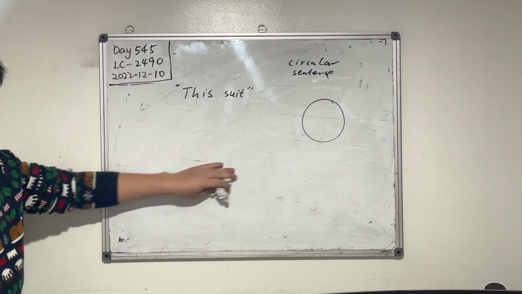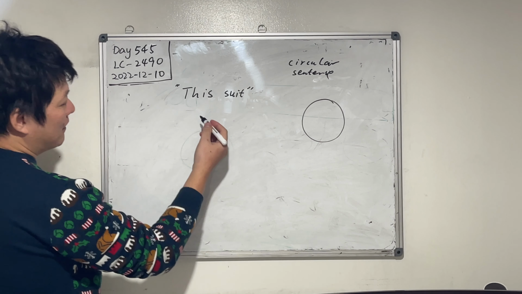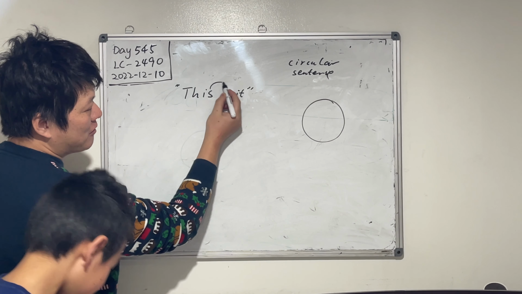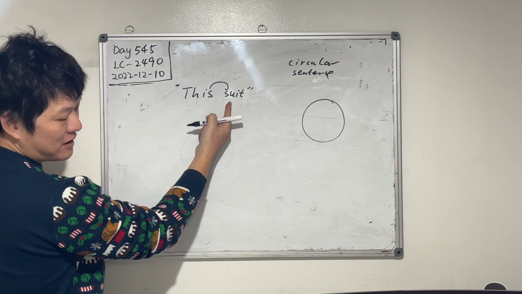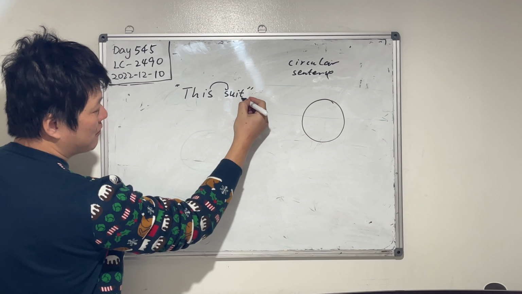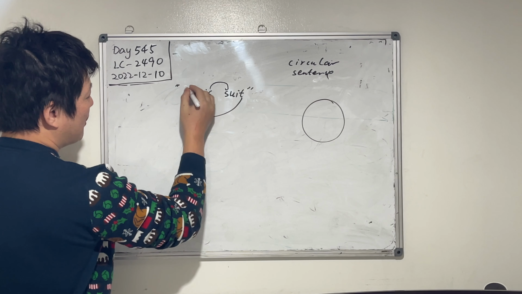Coming back to this, a circular sentence is one that is in the shape of a circle. So look, the last letter of the first word equals the first letter of the next word, and then the last letter of the last word equals the first letter of the first word. Let's just assume it's all lowercase.